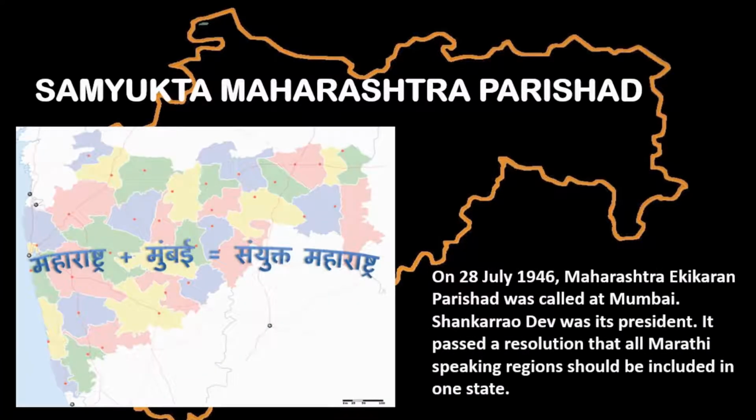Now the next point is Sanyukta Maharashtra Parishad. On 28 July 1946, Maharashtra Ekikaran Parishad was called at Mumbai. Parishad means conference. And Shankar Rao Dev was its president. At that conference, around 200 delegates from Maharashtra, South Maharashtra, Vidarbha, and Marathwada were present.